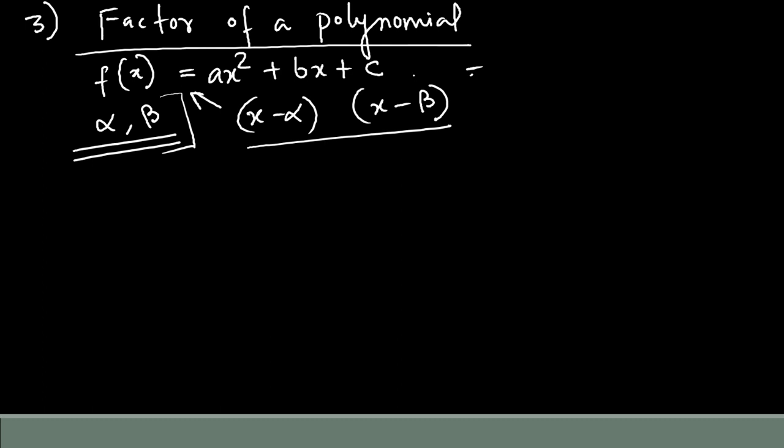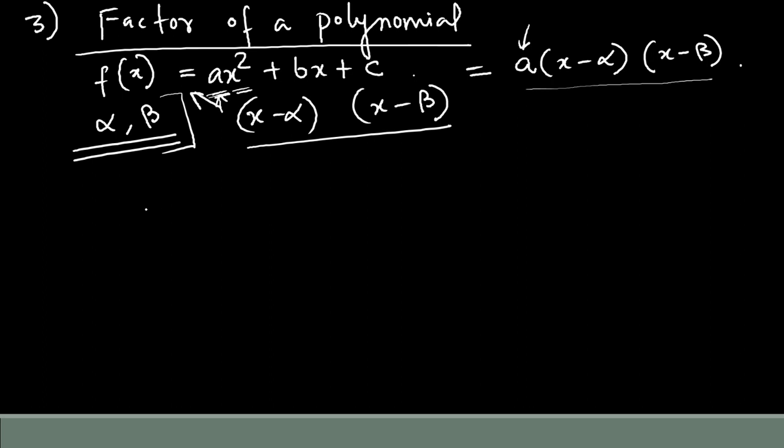Okay, so then you can write this as x minus alpha times x minus beta. But since the coefficient of x square is a here, you have to write a here. So basically, this is the way you can factorize it. I just wrote the coefficient because I kept it as a here.